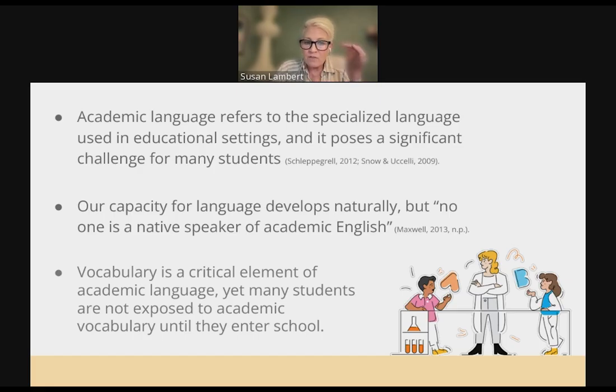And even though vocabulary is not the only element of academic language, it is critical, and many students aren't exposed to this academic vocabulary until they enter school. Now, I see in the chat somebody said background knowledge is huge. Background knowledge is huge. And often we use vocabulary as a proxy for the knowledge that you know.